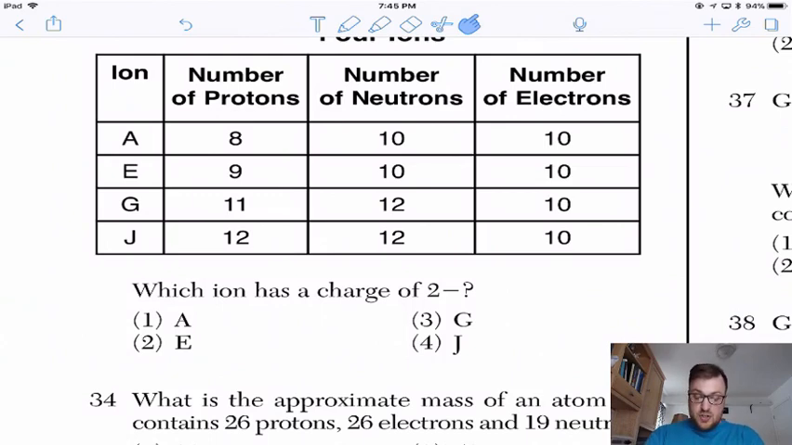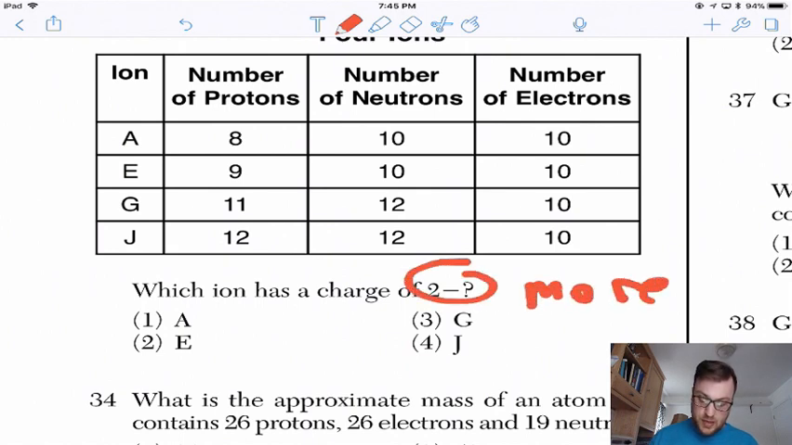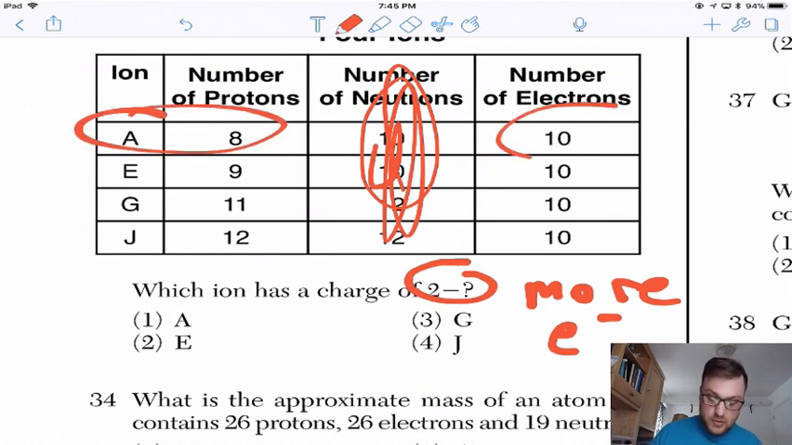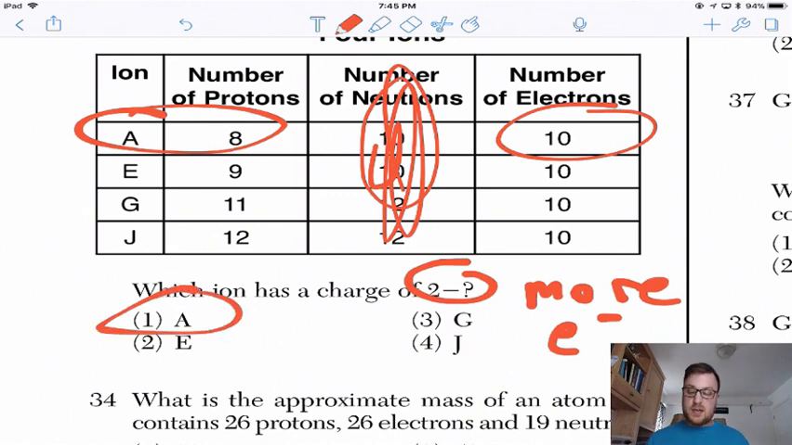Which ion has a charge of -2? When I see a negative charge, we're going to have more electrons than protons. Neutrons are neutral. Neutrons have no charge. So, anything about neutrons we're going to ignore. Since the charge is 2 negative, that must mean we have 2 more electrons than we do protons. Luckily for us, the first one right here has 2 more electrons than protons, therefore it is -2 charged.